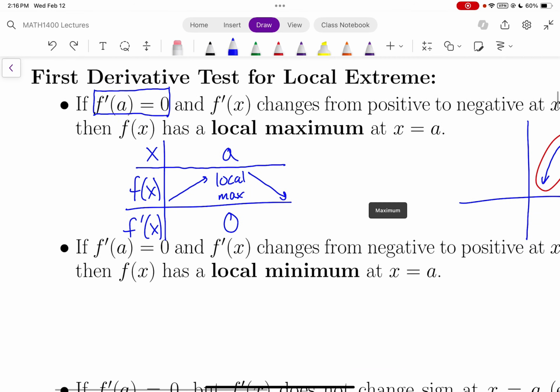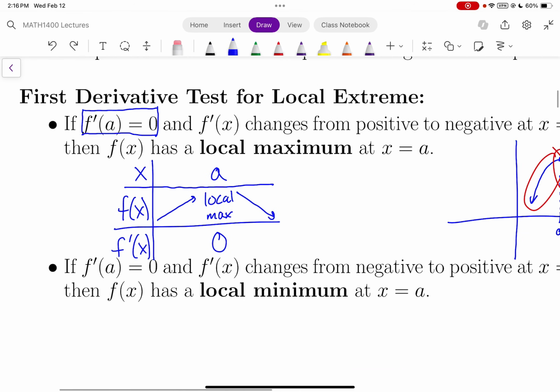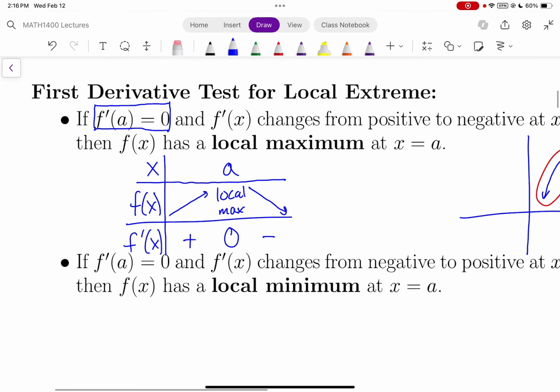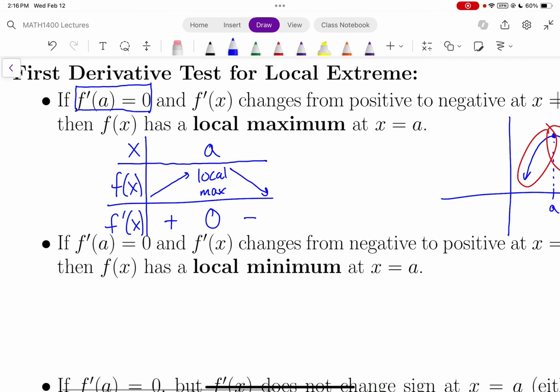Okay, and then what's going on with the derivative? Well, we know that when a function is increasing, the derivative is positive, right? And then we know that when the function is decreasing, the derivative is negative. So basically what this is saying is that if you want to know whether my point is a local max or a local min, I have to test before that point. So in this area, is my derivative positive or is it negative? Same thing over here. Is it positive or is it negative?